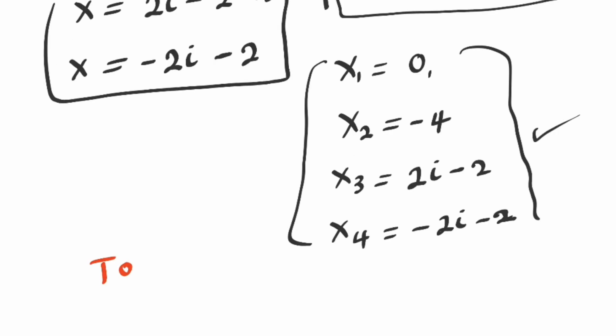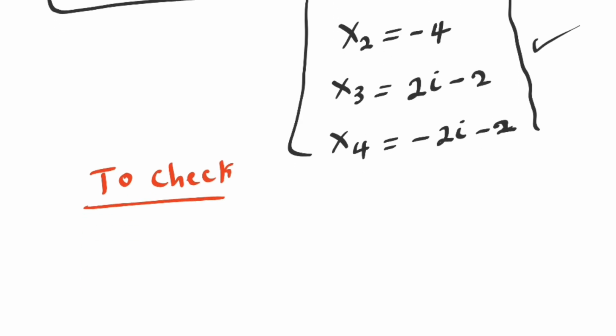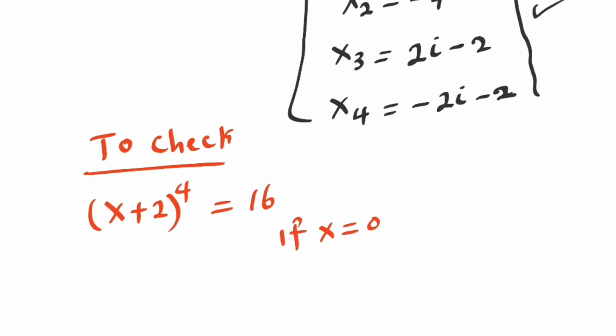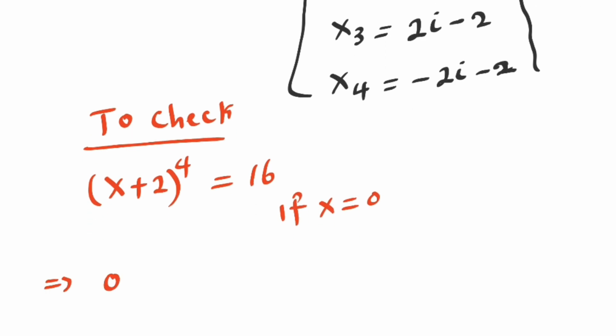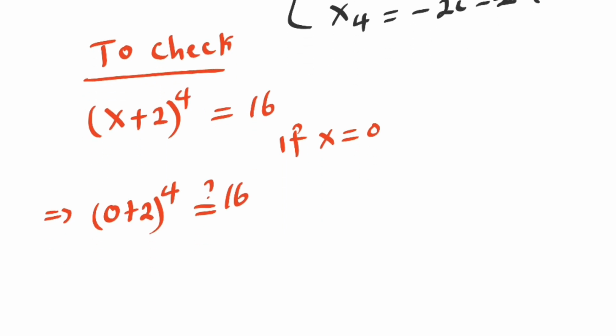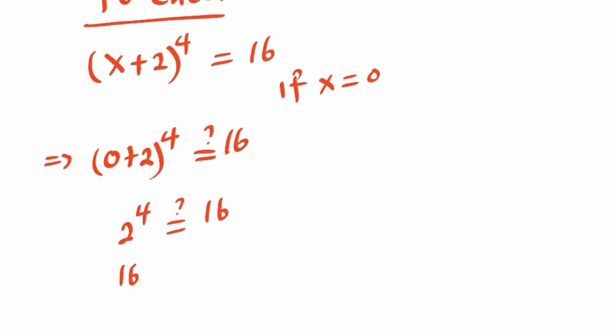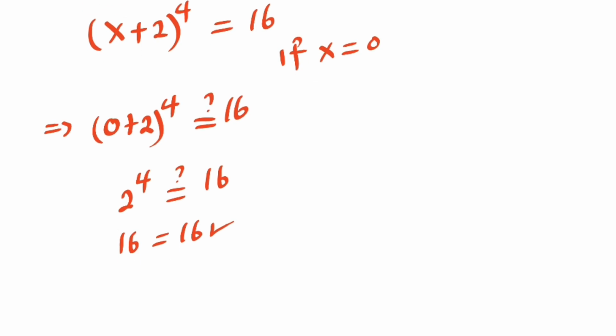To check, we have the given equation (x + 2)^4 is equal to 16. Now, if x is equal to 0, 0 + 2 raised to power 4 must be equal to 16. 0 + 2, this is 2 raised to power 4, must be equal to 16. 2 raised to power 4, this is 16, is equal to 16, which is true.